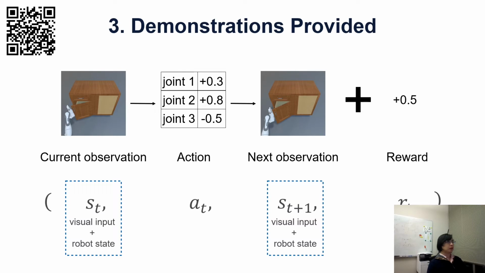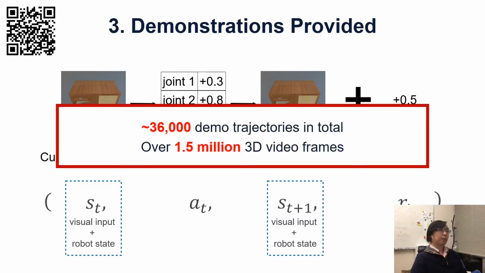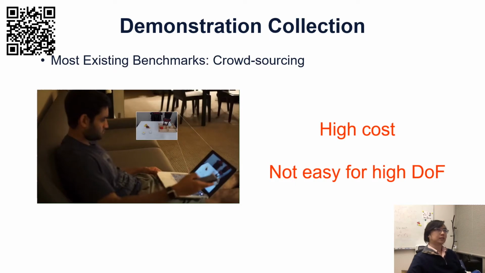Our third feature is that for each object to be manipulated, we provide 300 demonstration trajectories. We used an OpenAI Gym-like data protocol to provide demos. Note that the whole process is implemented with full physics simulation support. In the end, we have collected 63,000 demo trajectories in total, and since each demo has many transitions, this gives in total 1.5 million 3D video frames.